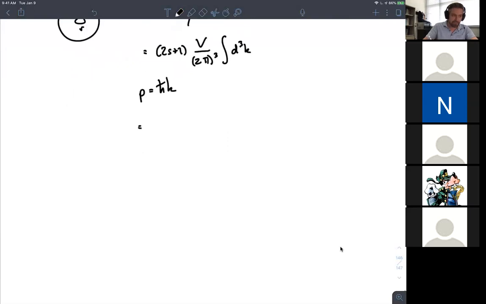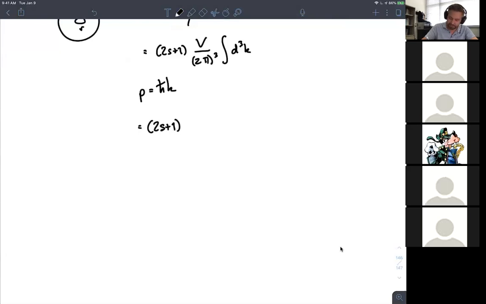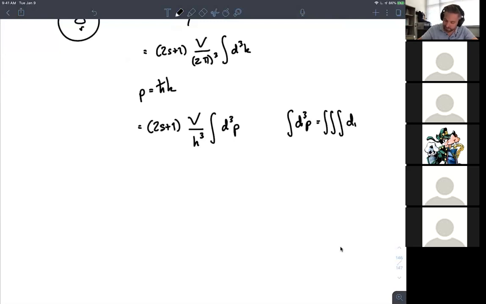Then we substitute in that this is related to our momentum by p is h bar k. And so this integral that we would do to sum over states would be 2s plus 1 V over h cubed d cubed p. I don't know if I've used this notation before, but what I mean by d cubed p is just a three-dimensional integral in p space. This is just my shorthand way of writing this.